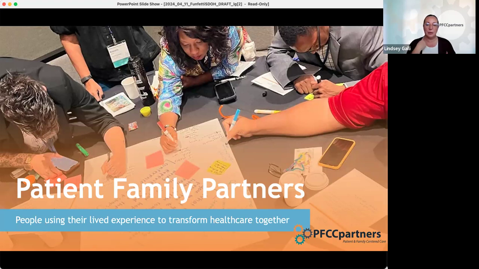And so this is the more formal role of people using their lived experience to transform healthcare together. So Laura, Barbara, myself, I identify as a patient family partner. We have a lot of other patient family partners on as well. But also, like we were talking about, those informal partners within the community that haven't yet been identified, one of the most underutilized resources. So how can we engage those perspectives in how your hospitals are developing your social drivers of health screening programs?